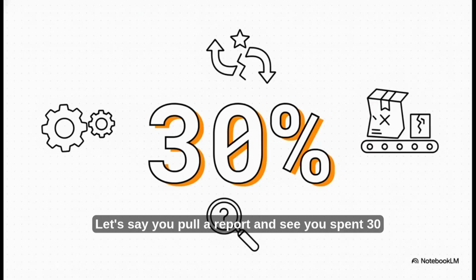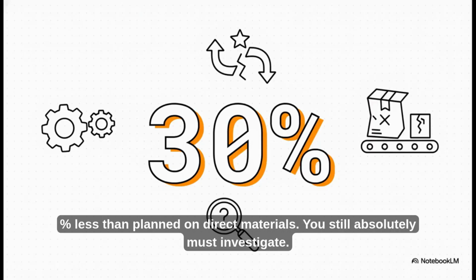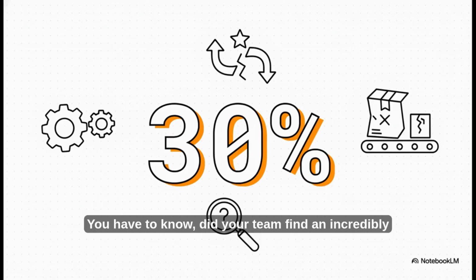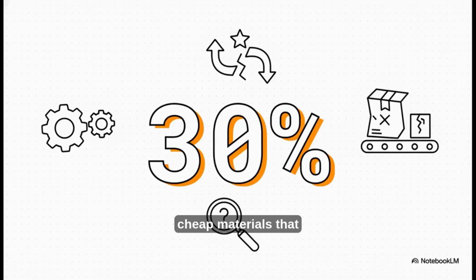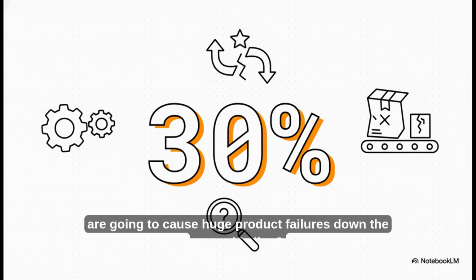Think about it like this. Let's say you pull a report and see you spent 30% less than planned on direct materials. You still absolutely must investigate. You have to know, did your team find an incredibly efficient new way to work, or did someone accidentally buy low-quality, cheap materials that are going to cause huge product failures down the assembly line?